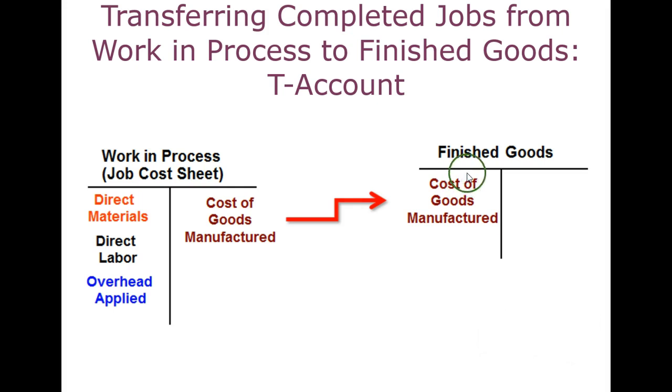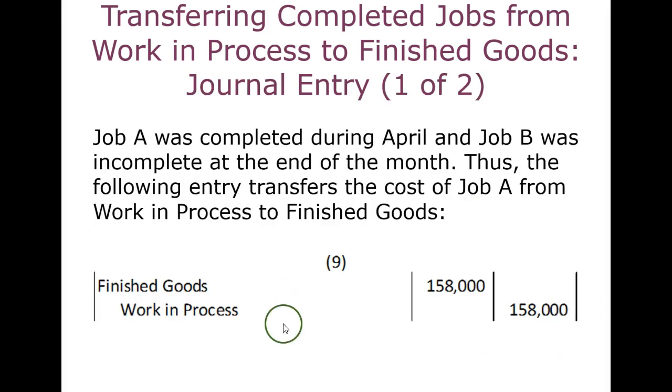So we're going to debit finished goods inventory and credit work in process for the cost of goods manufactured. This is the total cost of the goods we have completed. Here's an entry: debit finished goods, and you can add inventory if you want to. It is an inventory account. And credit work in process inventory. In the example in your book, it's $158,000 for the debit and the credit.